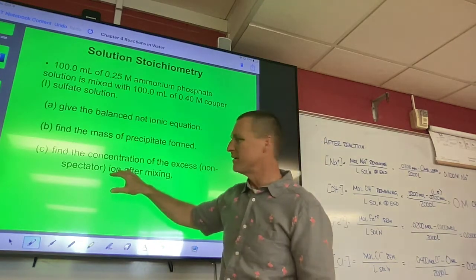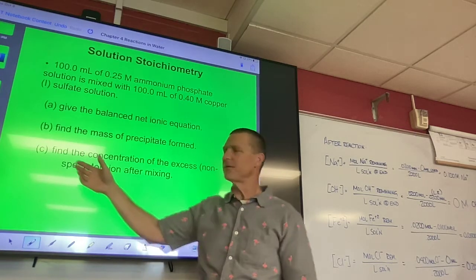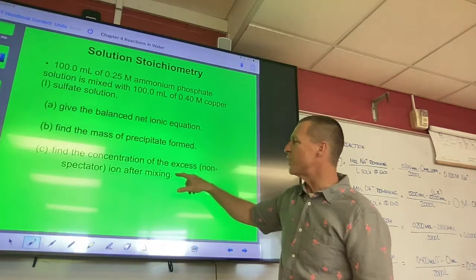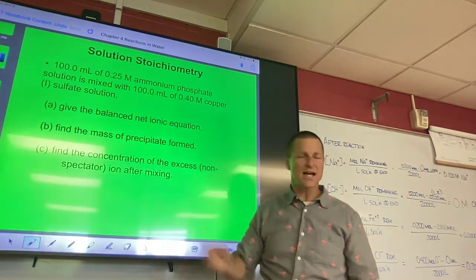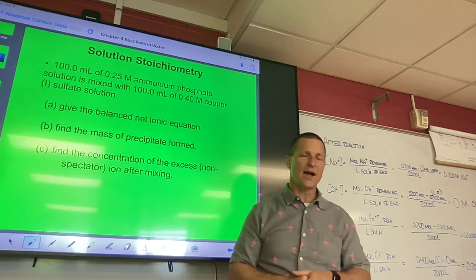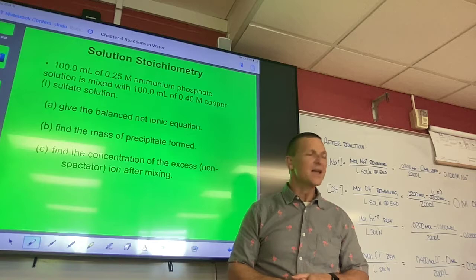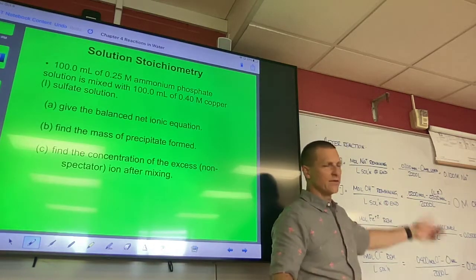And then part C, C for dreadful. But this one isn't as dreadful, that's why it starts with C. Find the concentration, not of all 4 ions, but just of the excess ion that remained after the reaction happened. So yeah, we'll get a little bit more practice figuring out what is the concentration after the precipitation.